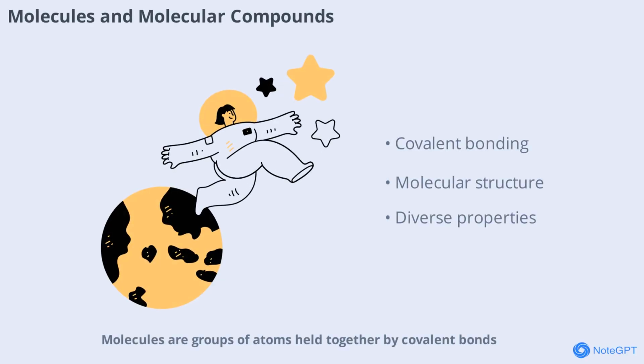Molecules are groups of atoms held together by covalent bonds. When two or more different elements combine covalently, they form molecular compounds. These compounds can have a wide range of properties, from the gases we breathe to the liquids we drink. The arrangement and type of atoms in a molecule determine its shape, reactivity, and physical characteristics. Molecular compounds are essential in biology, medicine, and industry, making them a vital part of our daily lives.